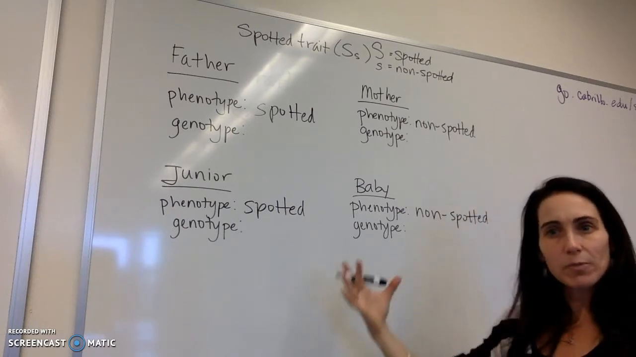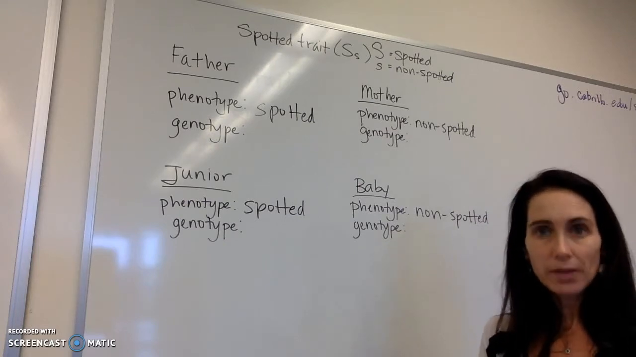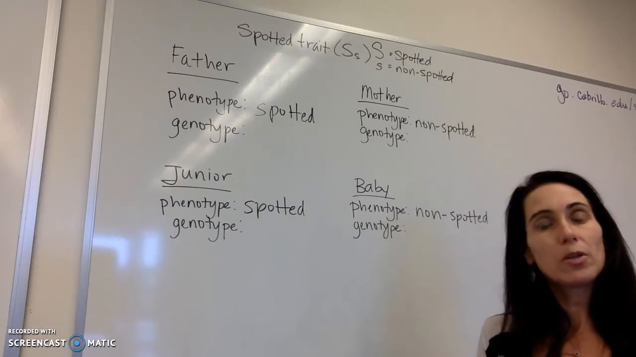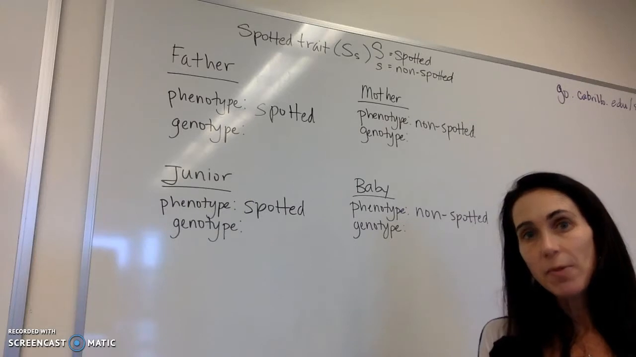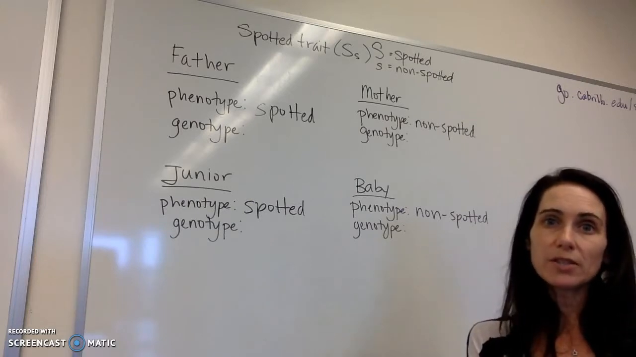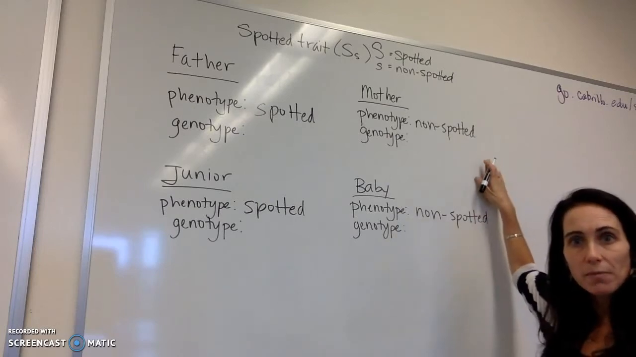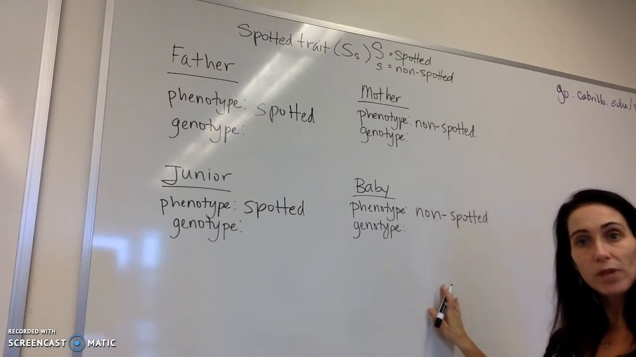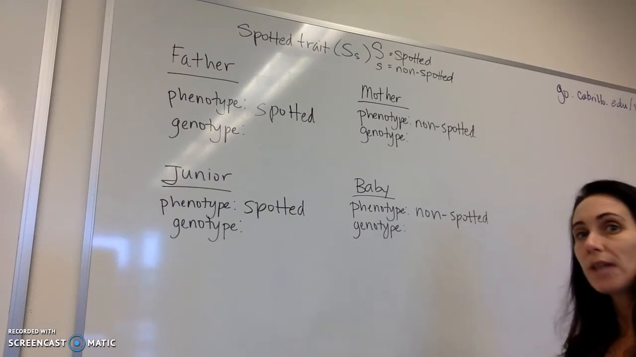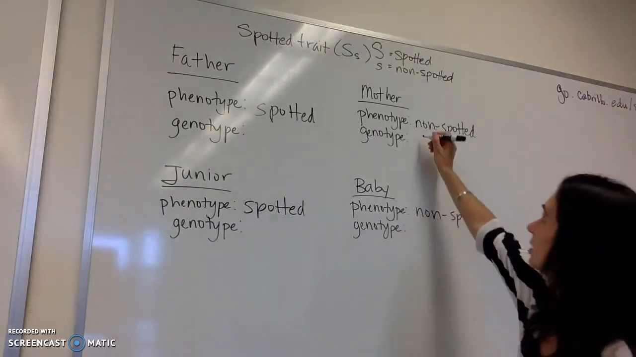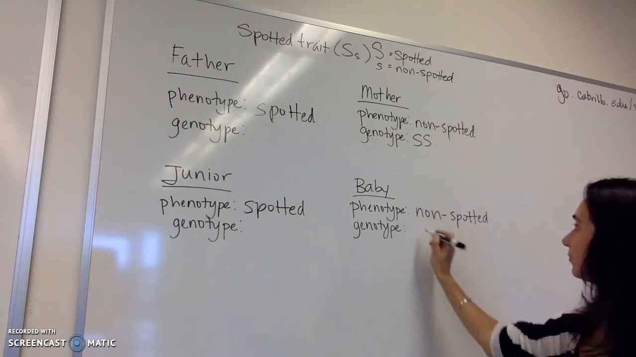Now, are there any family members in this example whose genotype we already know? Well, the answer is yes, because we know that the only way you get the recessive condition to be expressed in the phenotype is when you get 2 recessive alleles paired together. So, we have our non-spotted family members, mother and baby, who are both non-spotted. So we already know what their genotype is. They're both going to have 2 recessive alleles. So we can record that information below the phenotypes.